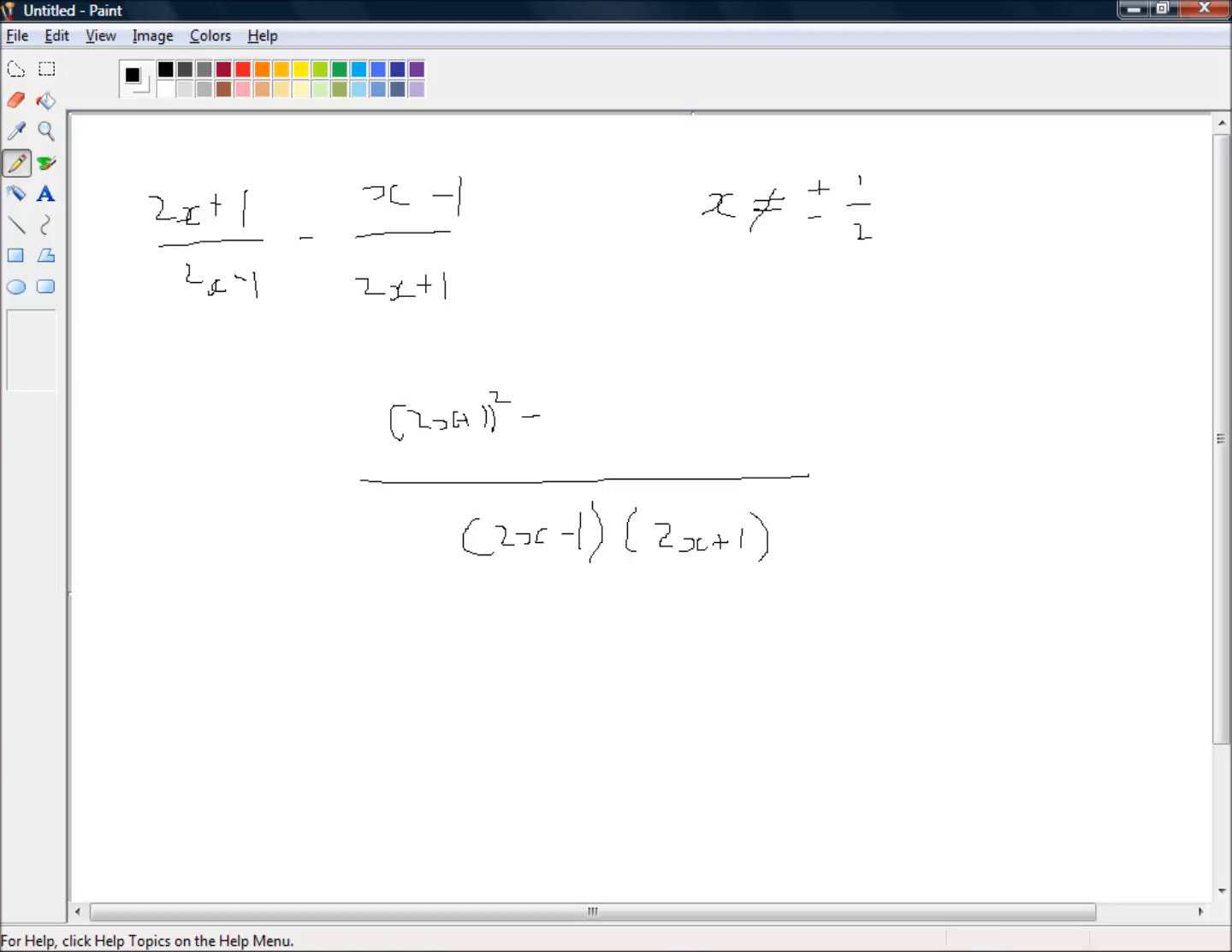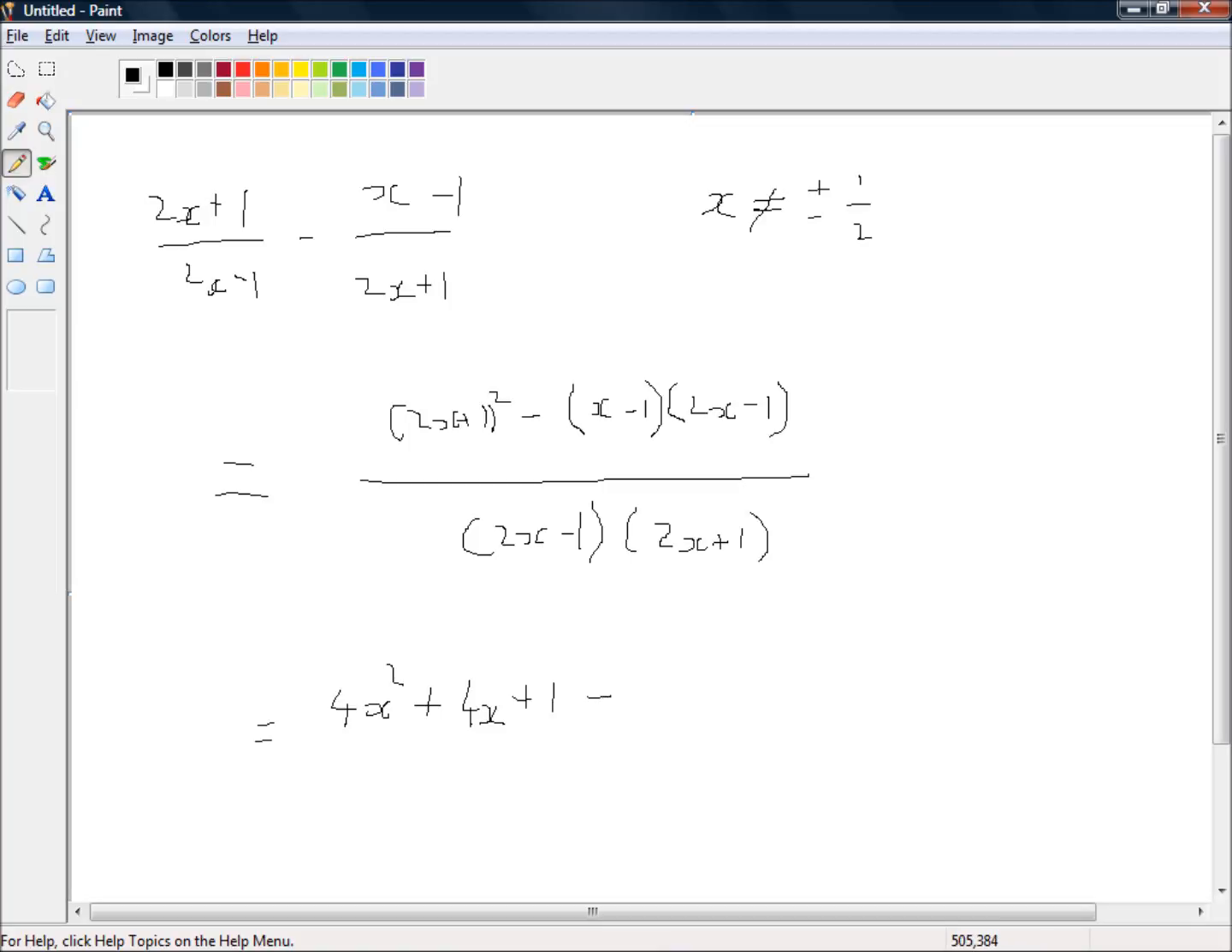And then on the right, we've got our x minus 1, which we multiplied by 2x minus 1. So that's minus all of x minus 1 into 2x minus 1. Okay, so that's equal to, well, 2x plus 1 squared is 4x squared plus 2 times 2x times 1, so that's just 2 times 2x, so that's 4x, plus 1 squared is 1.